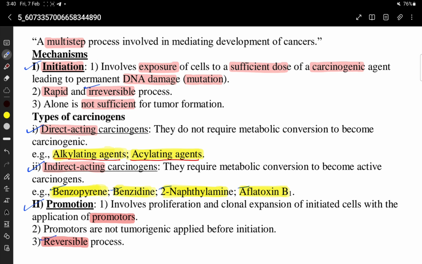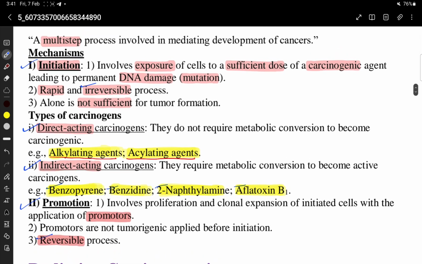Promotion involves proliferation and expansion of the initiated cells with the application of promoters. Promoters are not tumorigenic if applied before initiation, and it is a reversible process.